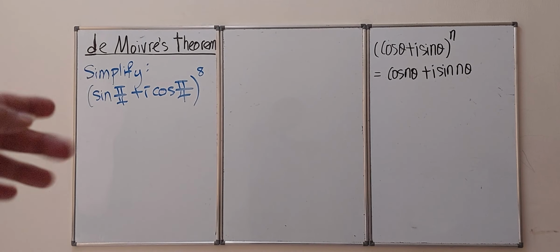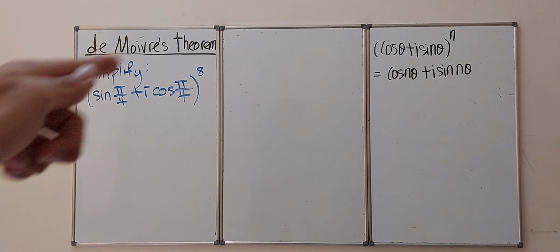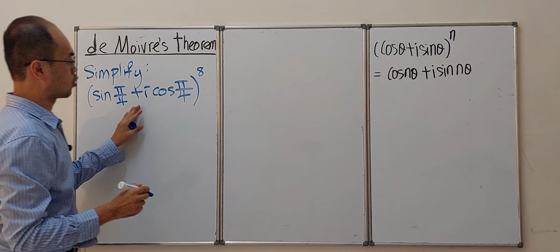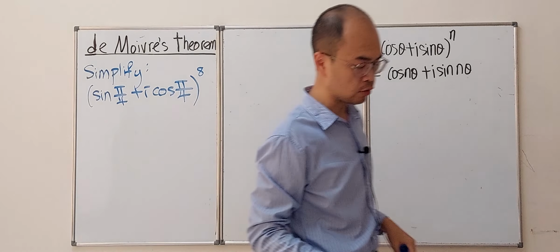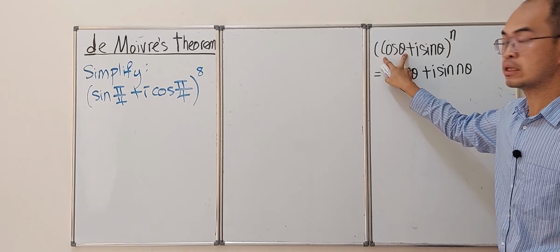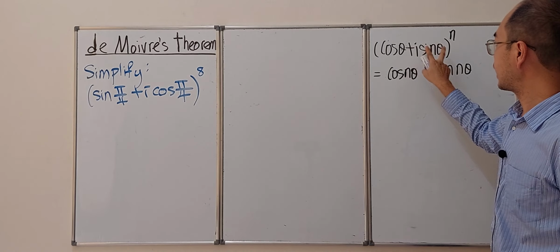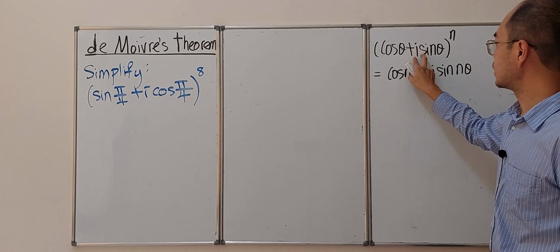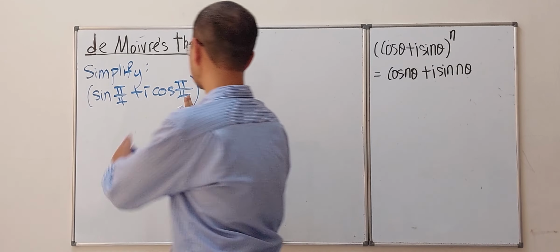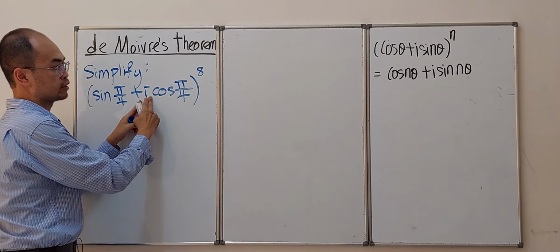Okay, let's simplify this by using De Moivre's theorem. At first I have to compare this with this, where if you want to use De Moivre's theorem, you must make sure that cos theta will be the real part and sin theta will be the imaginary part. But you see this one, the cos will be the imaginary, right?